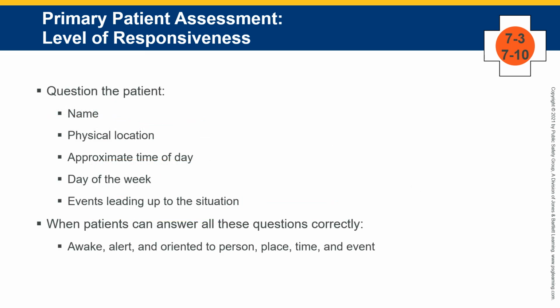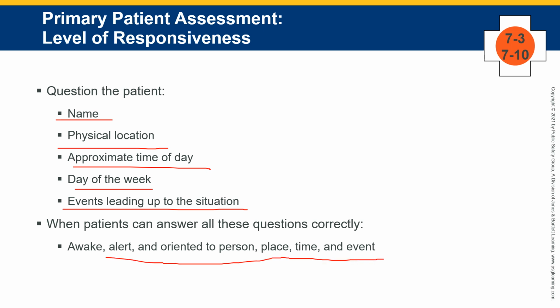One way to do that is to just question the patient. We can ask them their name, where they are, the approximate time of day and day of the week, and the events leading up to the situation. When we do so, we're talking about the patient being alert and oriented to person, place, time, and event. If a person responds appropriately to all of those, we can say that they are A and O times 4. Person, place, time, and event.